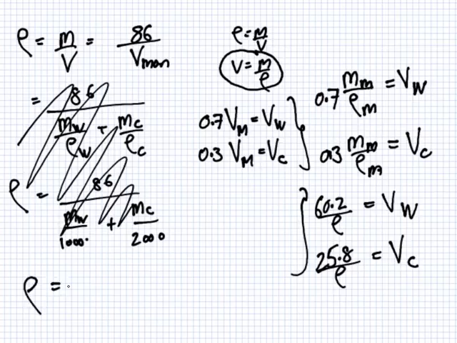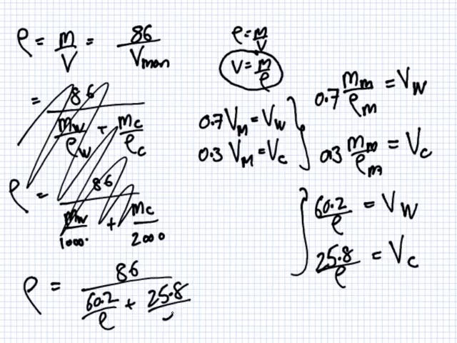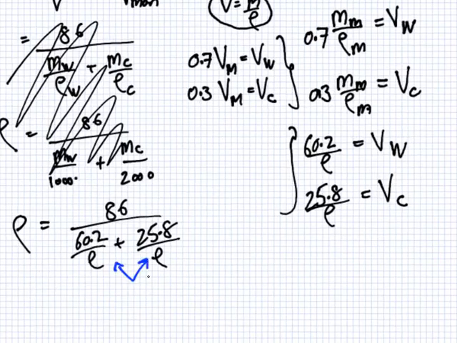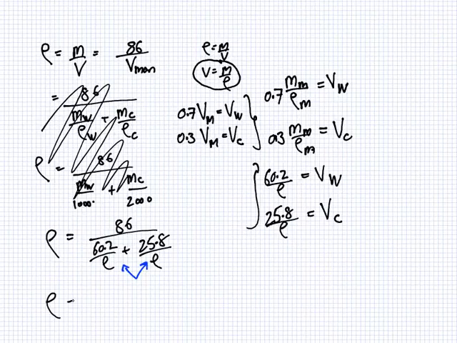Now, it's a little bit hard to solve, but if you look here, these denominators are the same, so at least you can add them together. So we get density equals 86 over density, and then 60.2 plus 25.8, that's 86. Oh no! So I end up with density equals density, which is no good. So I've done it the wrong way. Yeah, that didn't quite work out as planned. So let's try that again from the beginning.